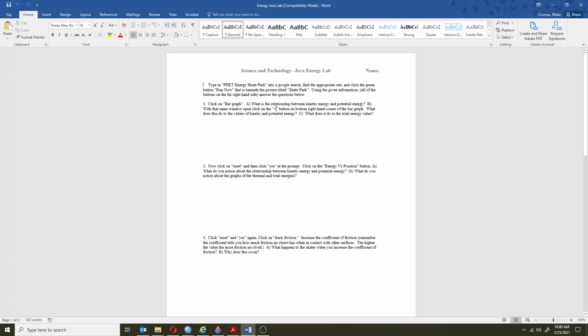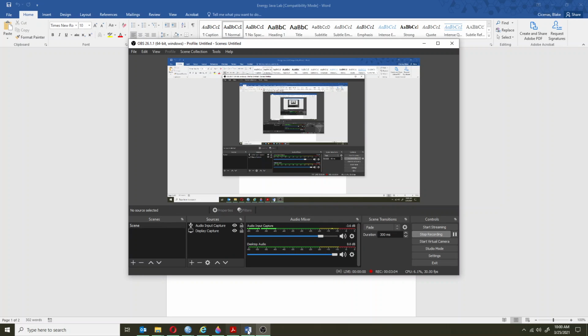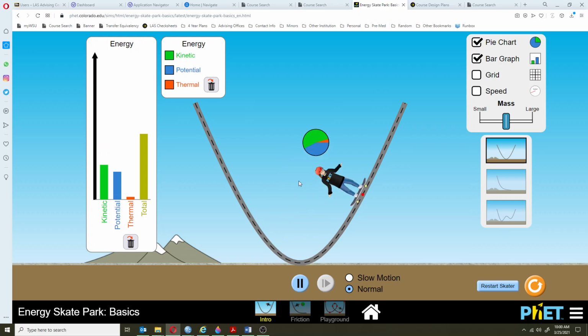I have them click on a bar graph and ask, what's the relationship between kinetic and potential energy? Well, I can see here when kinetic goes up, potential goes down, and when potential goes up, kinetic goes down. So they're an inverse relationship, or a negative relationship. There are different ways you can express that. That would be what I call a good question because it actually makes them think a little bit. A not good question would be, what's the value of the total energy? I don't have a way of finding it right here, but you get the picture.